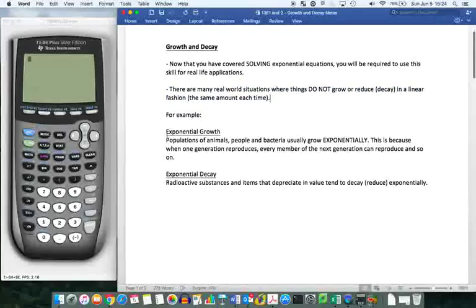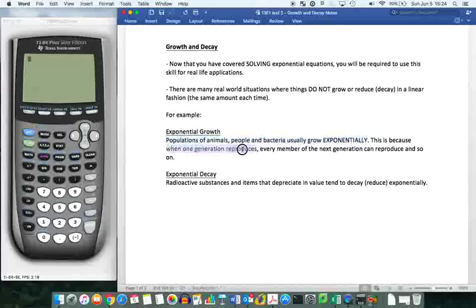Some examples of this, especially populations of animals, but people and bacteria, usually grow exponentially. That's because when one generation reproduces, let's say one parent can have two offspring. So that first generation can have two, but then each of those offspring can have two as well. So that's exponential growth. And then the generation after that, there'll be four offspring, and they could each have two, so there'd be 8. That's an example of exponential growth as opposed to linear, where it's growing by the same amount each time.